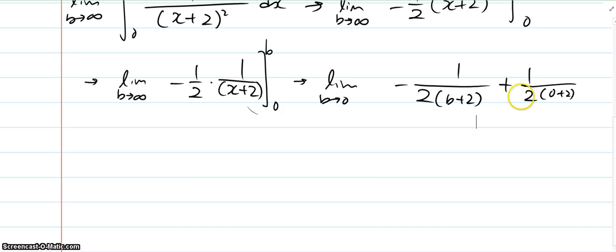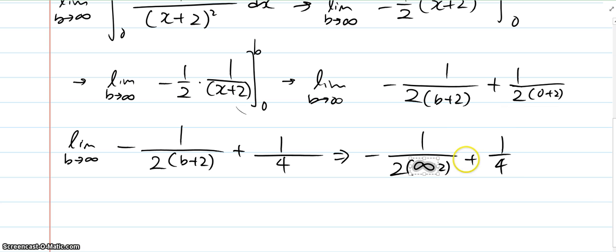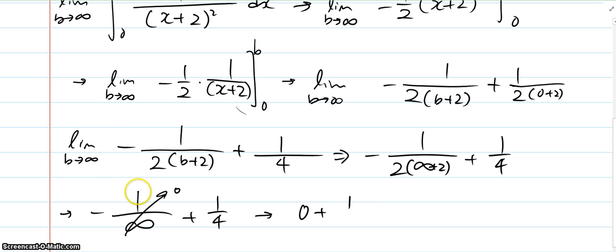So now here you can conclude as this. Then now we just have to put the limit. Because b goes to infinity, this will be infinity plus 2. So now the infinity plus 2 times 2, that all makes it into infinity, which will make it like this. And when infinity is in the bottom, this goes to 0, so it will be 0 plus 1/4, which will equal 1/4.